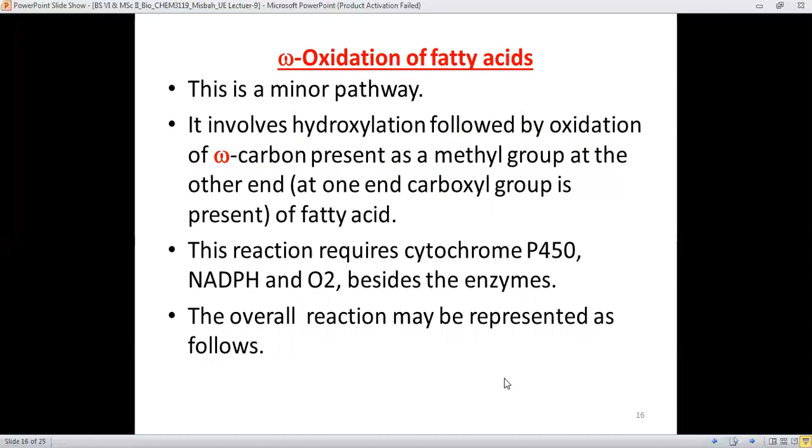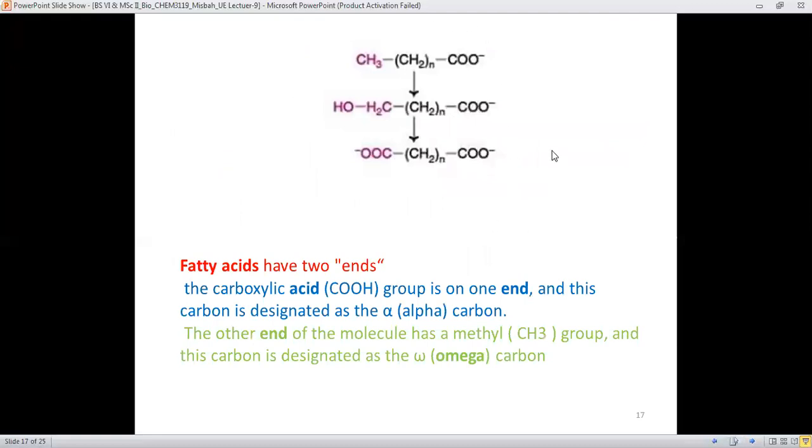Next is the gamma oxidation of the fatty acid. This is in fact the minor pathway. It involves the steps which are written over here. The first is the hydroxylation, followed by the oxidation of omega carbon present as the methyl group at the other end, and this reaction requires cytochrome P450, NADPH, and oxygen.